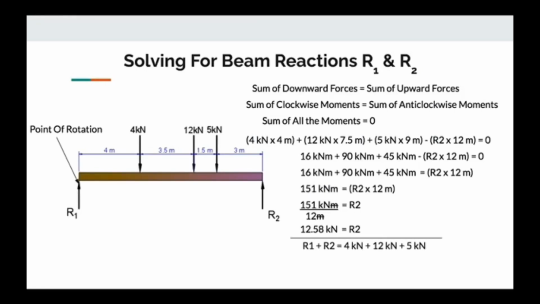In order to solve for R1, you're going to add all the downward forces, and you will arrive at an answer of 21 kilonewtons. Then all you are going to do is minus 12.58 from the total downward forces in order to get R1, and the R1 will be 8.42. So that's how you deal with UDL loads, or uniformly distributed loads, when solving for reaction forces R1 and R2 in a simply supported beam.